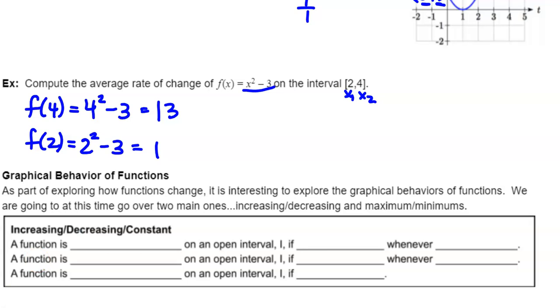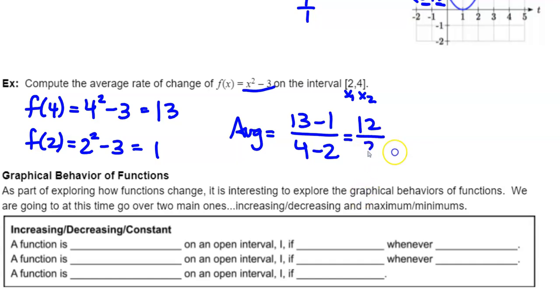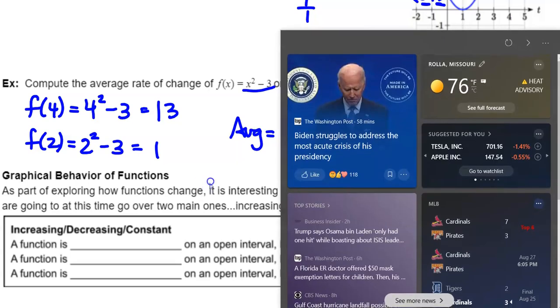And so here comes my average rate of change. I have to take a y minus a y. Now remember, here's my bigger x value, so we have to take the 13 minus the 1, all over the 4 minus the 2. So y minus y over x minus x: 13 minus 1 is 12. 4 minus 2 is 2, and 12 divided by 2 is 6. Therefore, the average rate of change for that function is 6.